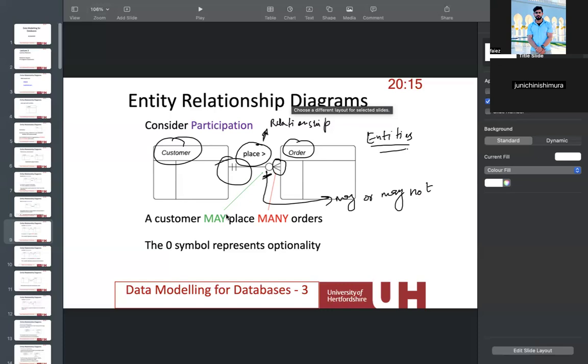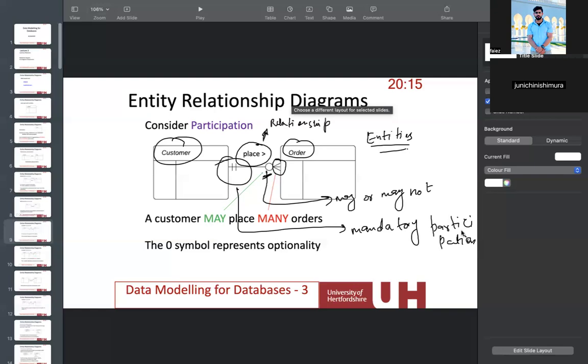So you can say an order cannot exist without being linked to the customer. This shows you a mandatory participation. The customer participation must always be there. These two vertical lines indicate that a customer must be present for an order to exist, and this means that you cannot have an order in the database that isn't tied to a valid customer.